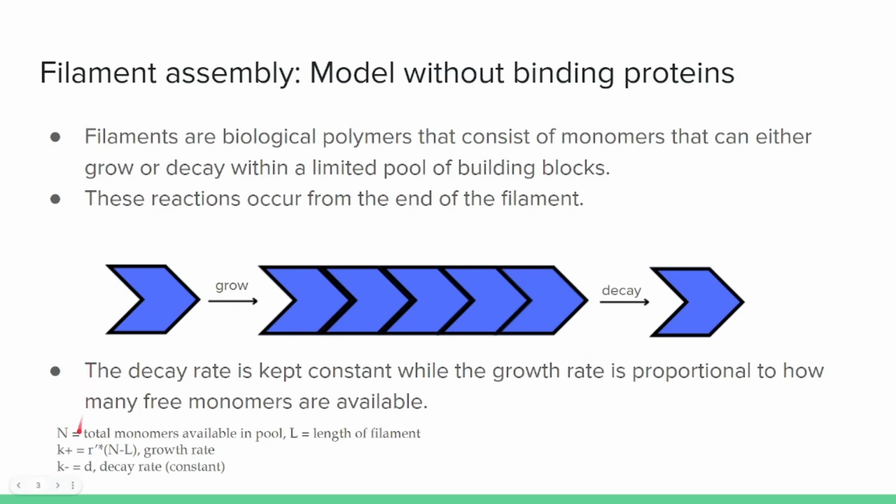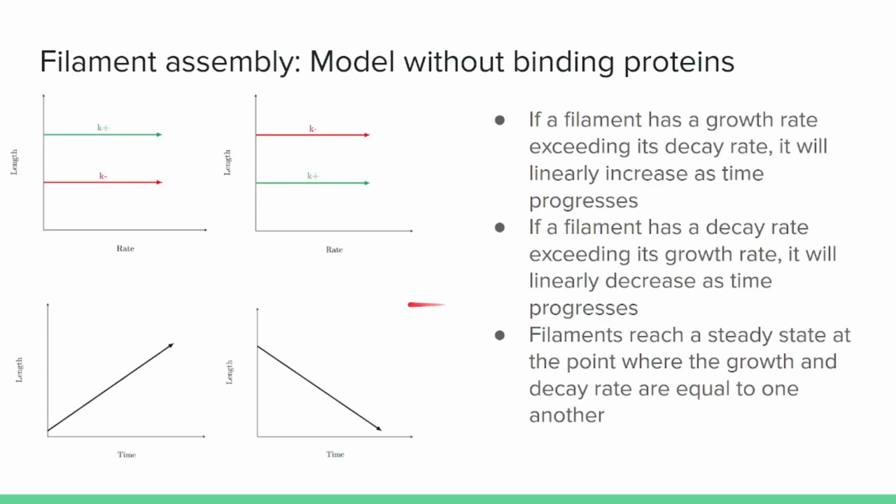We track this by saying our N is our total number of monomers available in the pool, while L is the length of our filament, so L in this case would be 5. K plus is R prime times L times N minus L, which is our growth rate. R prime is a constant variable, and K minus is equal to D, which is another constant variable, and that represents our decay rate. So this is the theory behind standard filament growth.